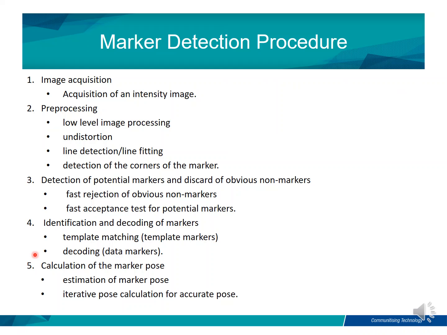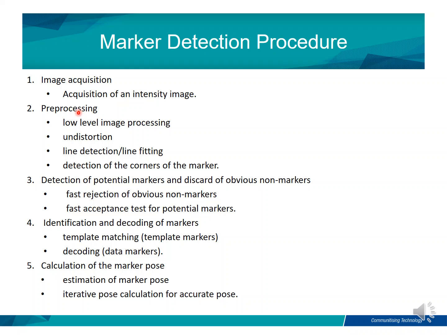Let's look into this procedure. This one is showing the procedure for marker detection. Basically, the first step starts with image acquisition. We need to get the details of the image, such as the intensity, the depth, the brightness, and so on of the image of the markers. Once we are done with the required image acquisition, we go to step number 2, which is pre-processing.